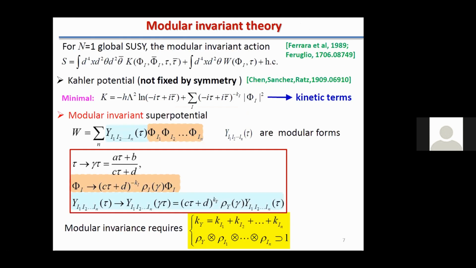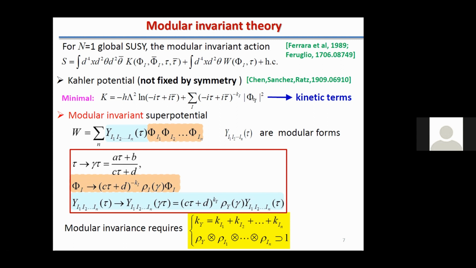So I briefly review the modular invariant theory, which has been clearly given in the Feruglio paper and the Ferrara paper. We work in N=1 global SUSY and the modular invariant actions, including the Kähler potential and the superpotential. For the Kähler potential, we choose the minimal Kähler potential. It is not completely fixed by modular symmetries. In principle, there are many other symmetry allowed terms.